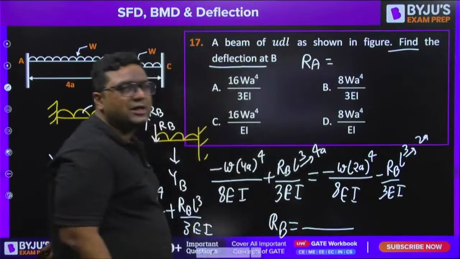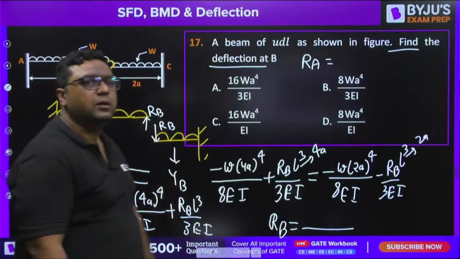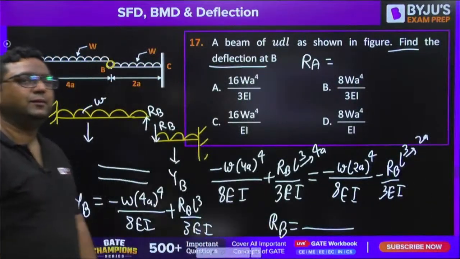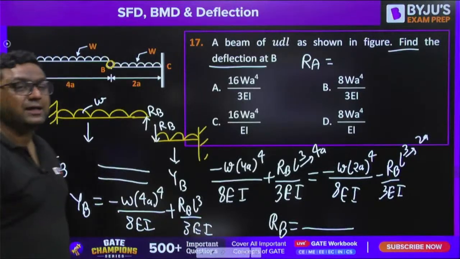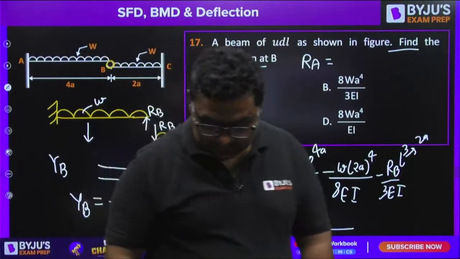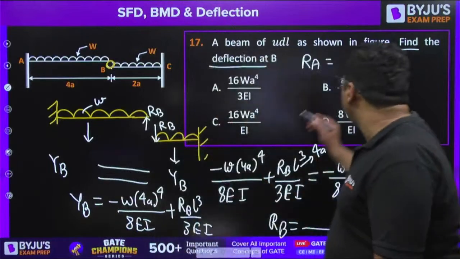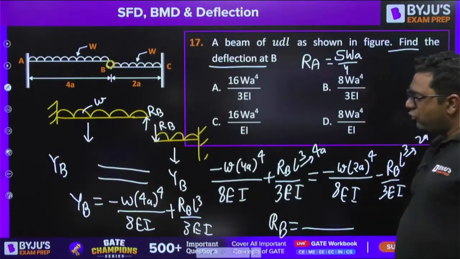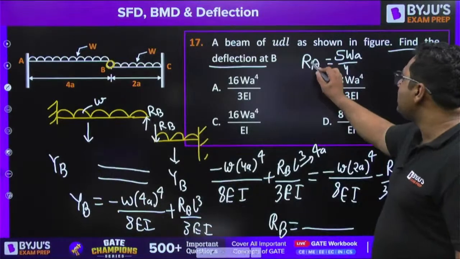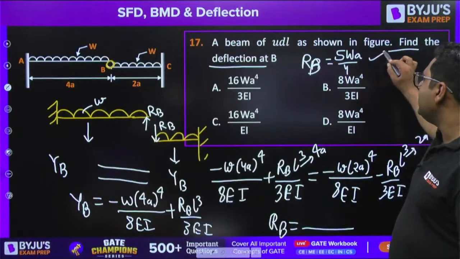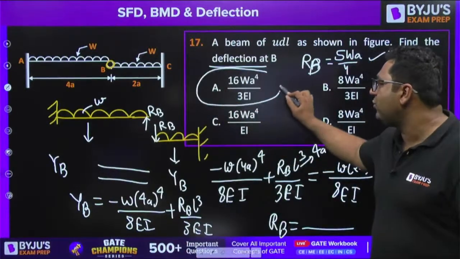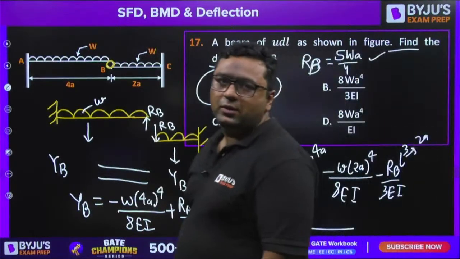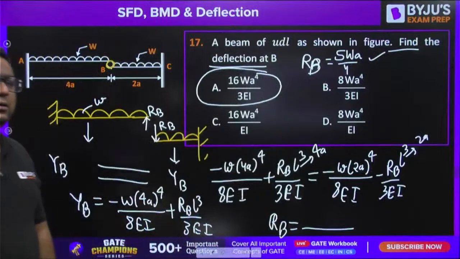I will say Utkarsh, the answer is correct. A is correct. Can you tell me what you are getting as RA? Are you getting RA as 5Wa by 4? Sorry, not RA, RB actually. If you are getting 5Wa by 4, putting this value in the equation, you will get A as the right answer. Very good, Kalpesh. Is it clear for everyone?